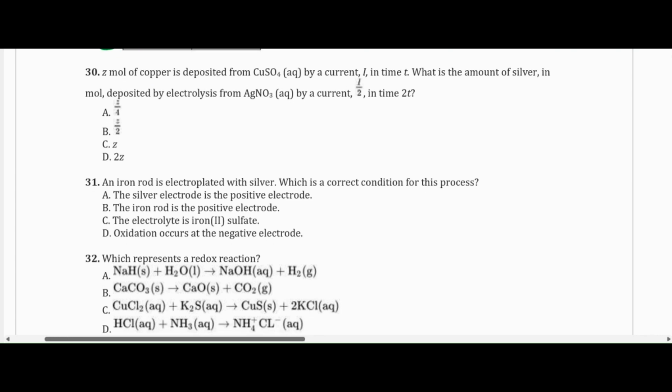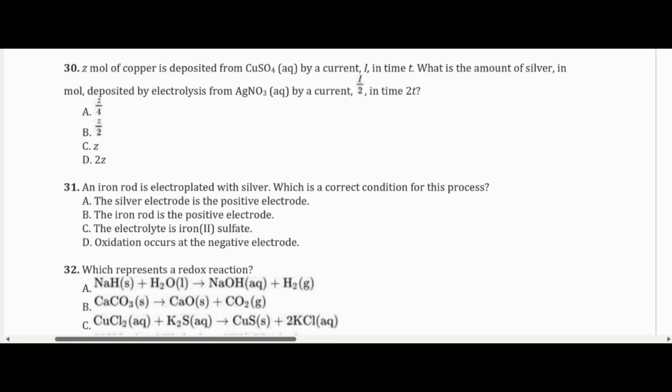30. Z mole of copper is deposited from copper sulfate by a current I in time t. What is the amount of silver in mole deposited by electrolysis from silver nitrate by a current I divided by 2 in time 2t? Okay, right. Well, let's have a look at what it takes for a copper 2 plus ion to get to an atom and what it takes for a silver plus ion to get to a silver atom.